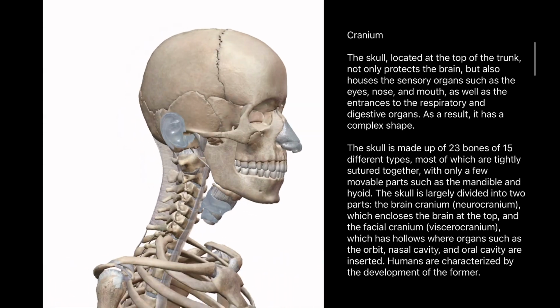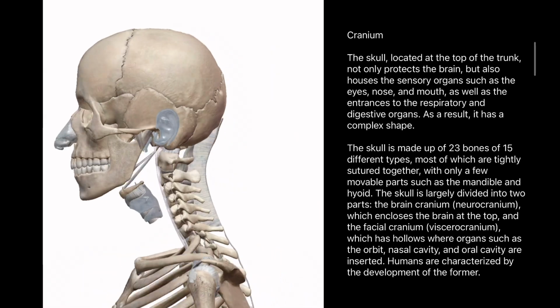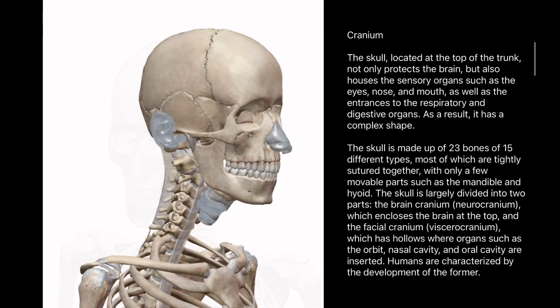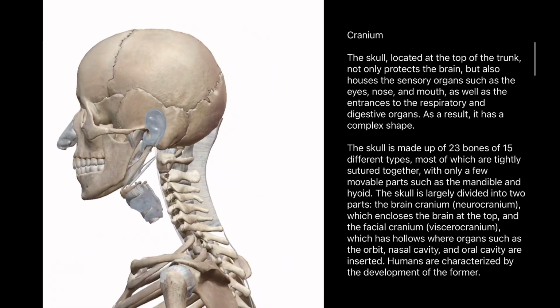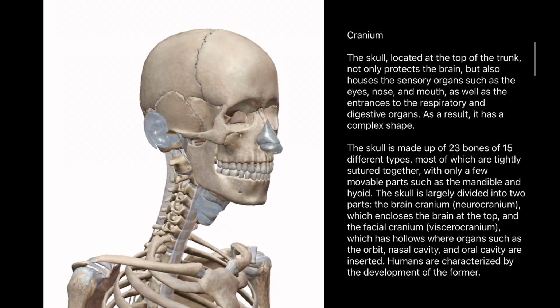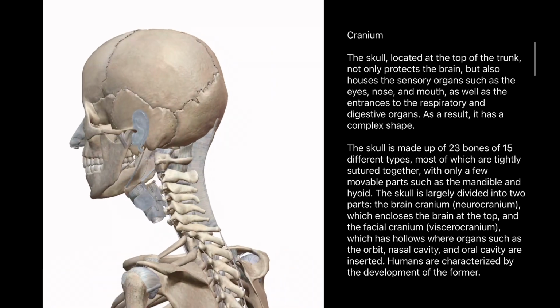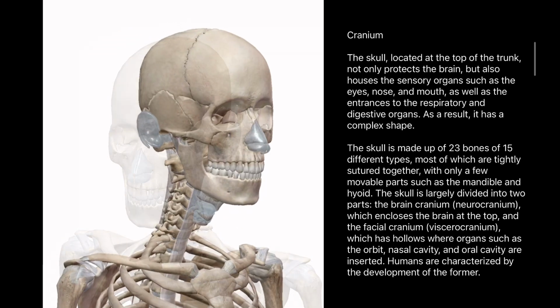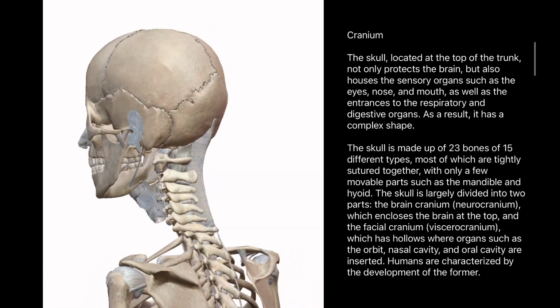Cranium. The skull, located at the top of the trunk, not only protects the brain, but also houses the sensory organs such as the eyes, nose, and mouth, as well as the entrances to the respiratory and digestive organs. As a result, it has a complex shape. The skull is made up of 23 bones of 15 different types, most of which are tightly sutured together, with only a few movable parts such as the mandible and hyoid.